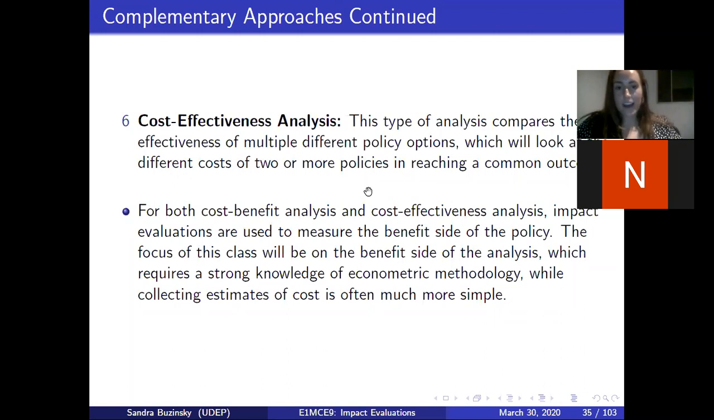So the focus of this class will not be cost effectiveness or cost benefit, because adding up costs is really easy. The hard part is doing econometrics and finding a causal model. So that's the focus of our class. Choosing a good model and knowing what assumptions you need to make on it to ensure that you have causality.